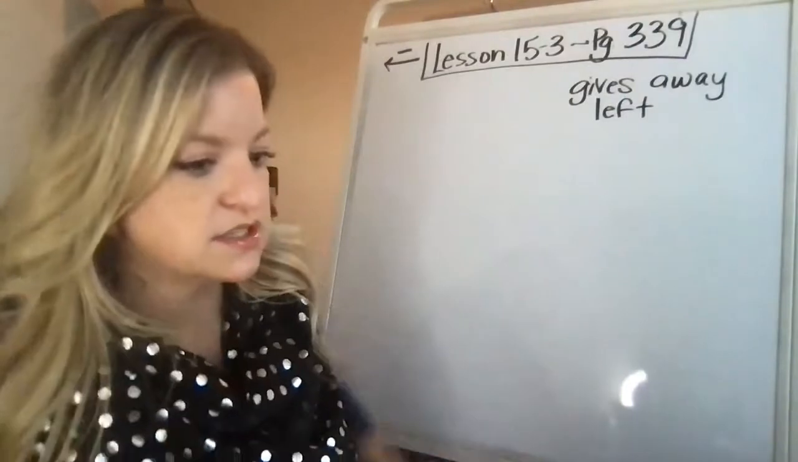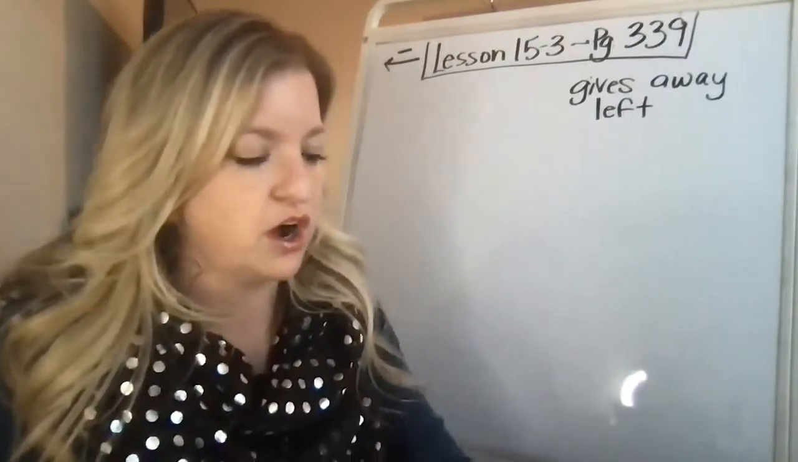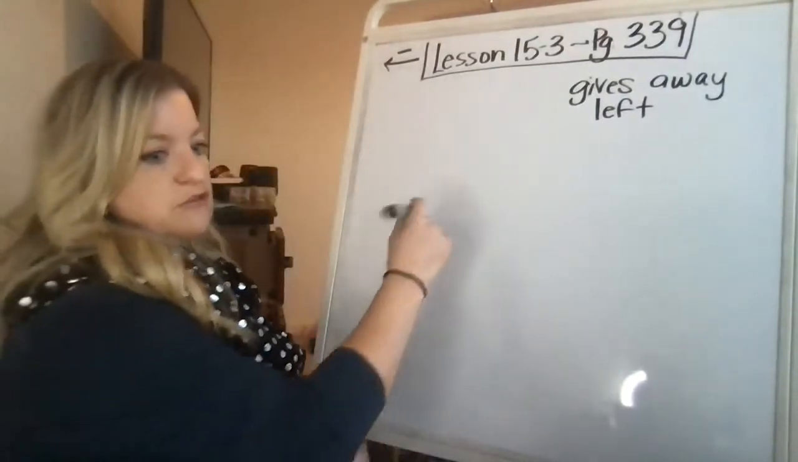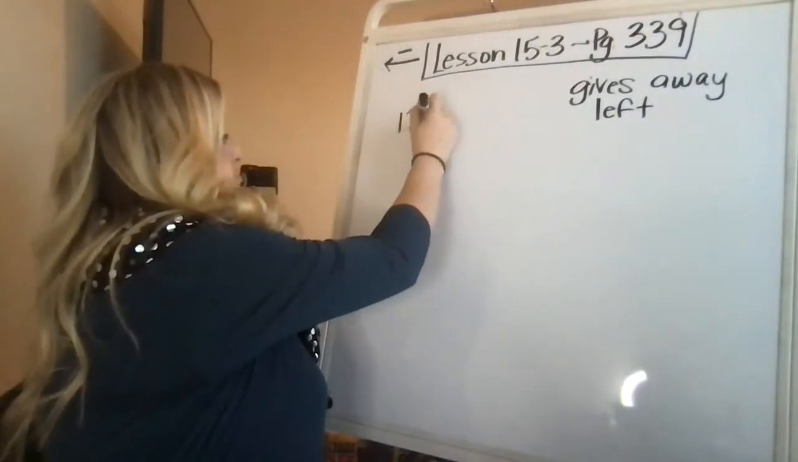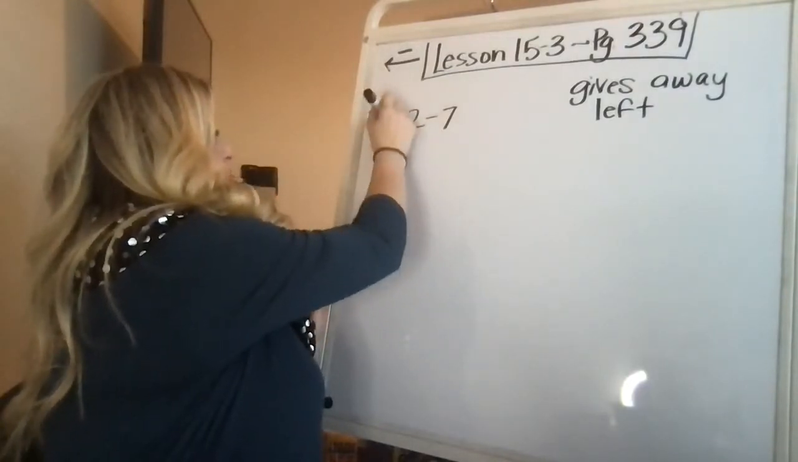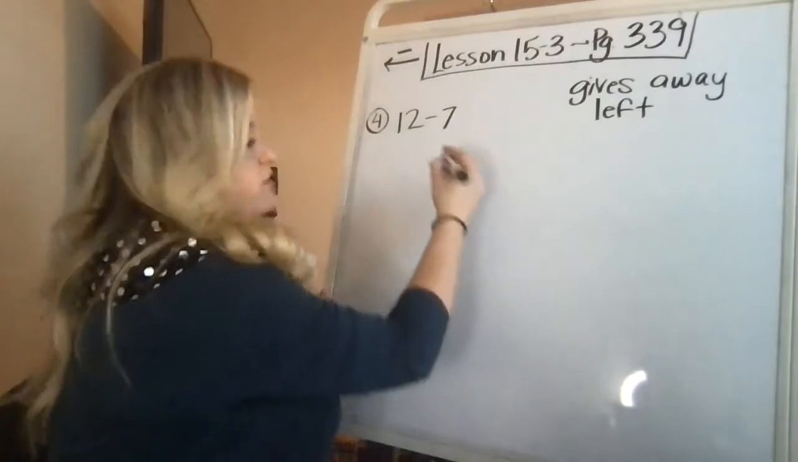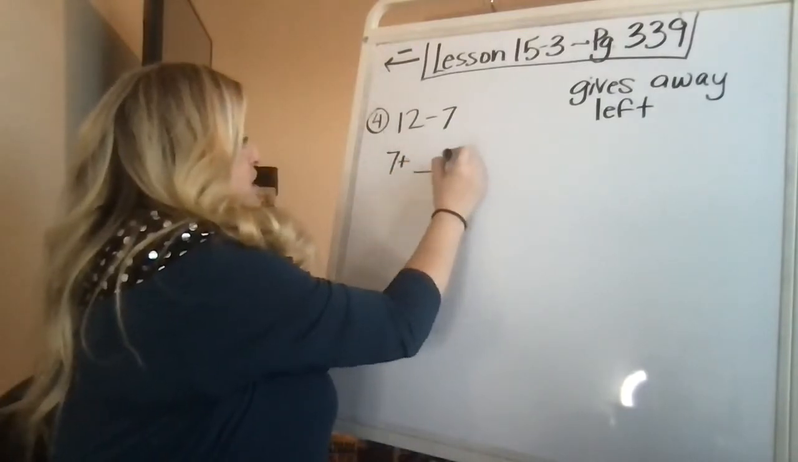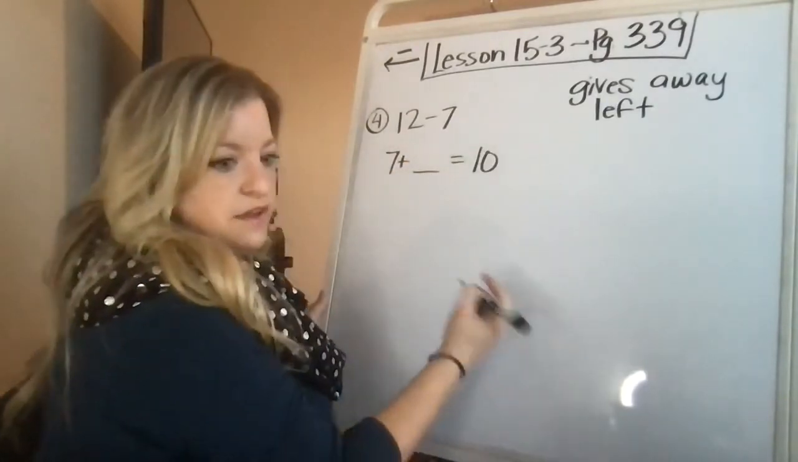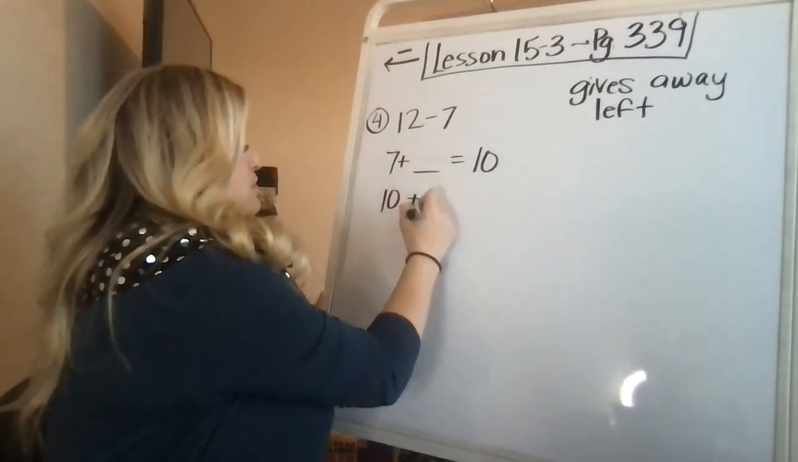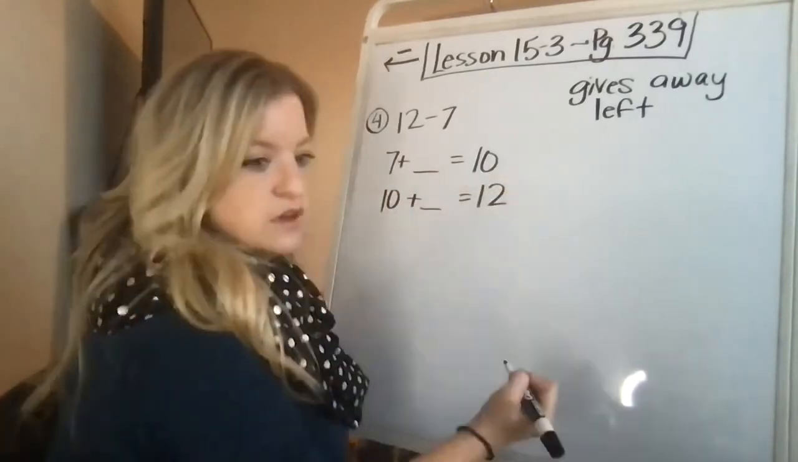Let's erase this. Okay, moving on. Problem number 4 says 12 minus 7. This is problem number 4. And it gives you 7 plus blank equals 10. And then it says 10 plus blank equals 12.